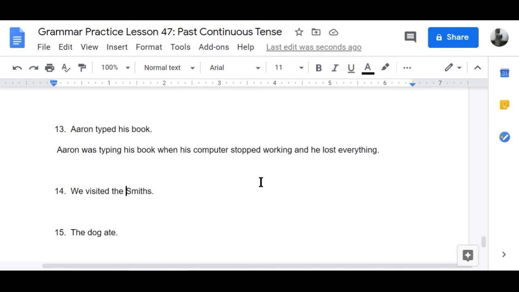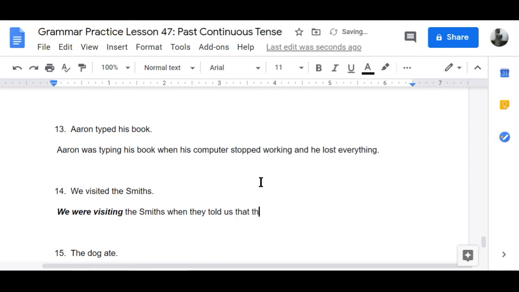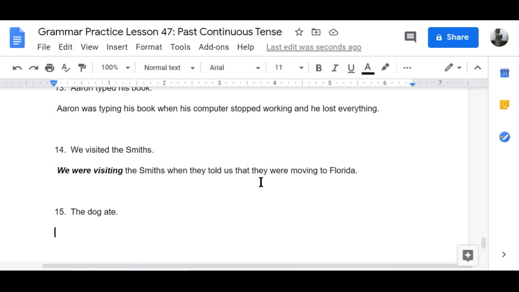We visited the Smiths. We were visiting the Smiths when they told us that they were moving to Florida. Cool, guys, now it's the last one.